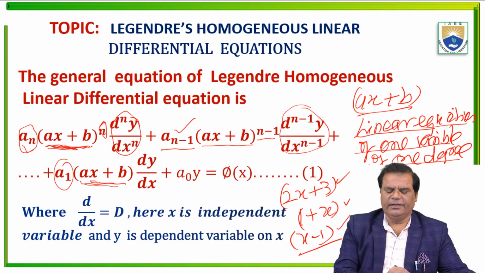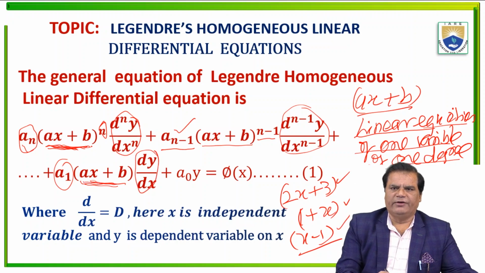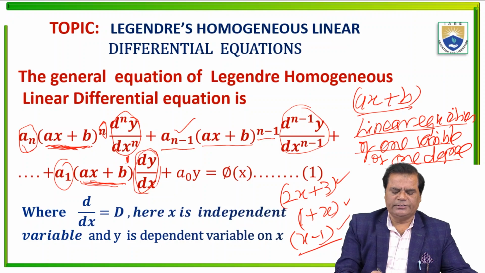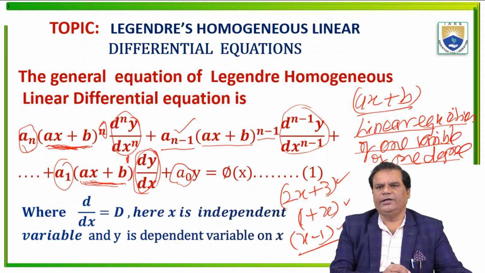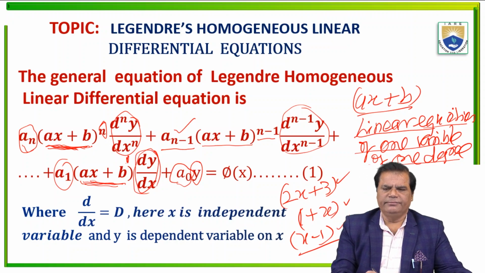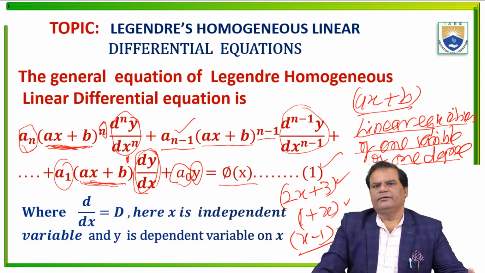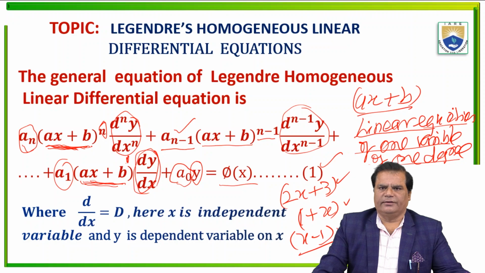It is multiplied with the first derivative coefficient. The power of this bracket is 1, so here is the derivative of order 1. And in the last, a_0 is again a number, and y is a function of x. The derivative is 0 here, because here it is ax plus b to the power 0. And the right hand side is some function of x. This is equation 1, the general Legendre homogeneous linear equation of order n.